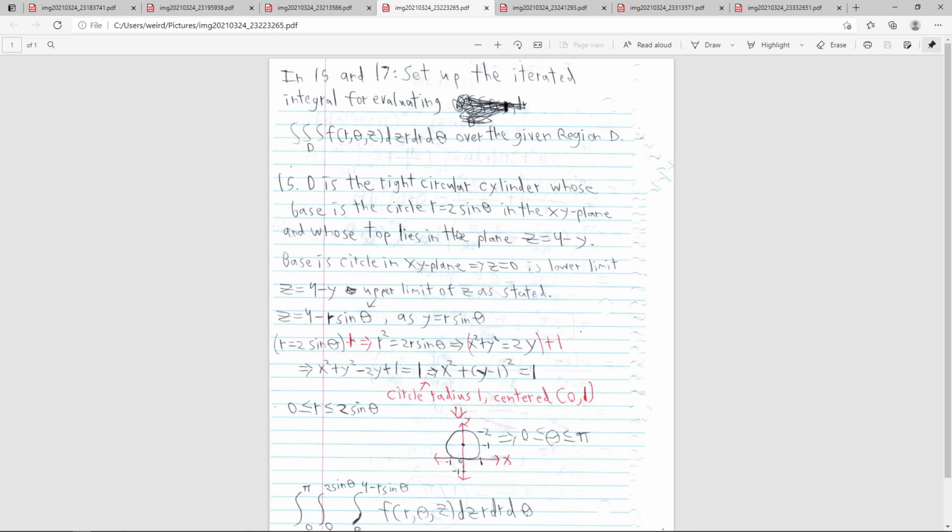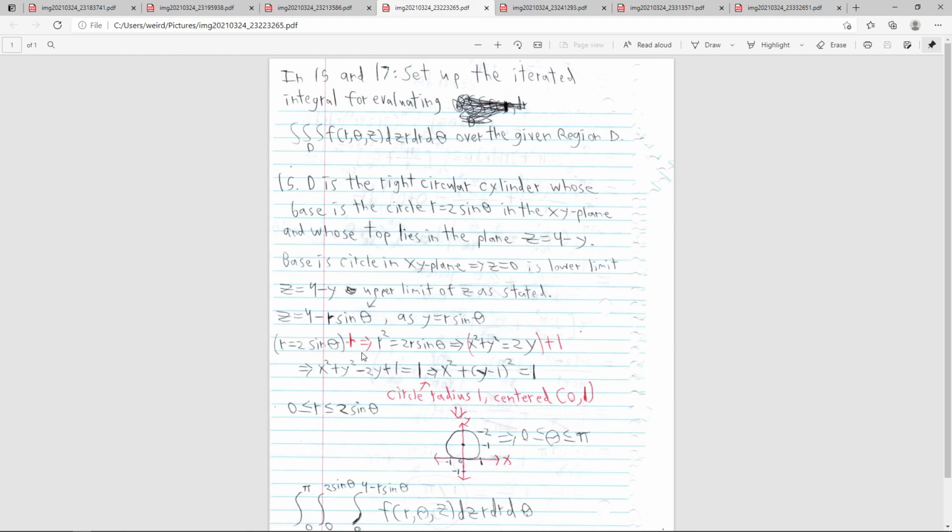That's the first step. So we have r equals 2 sine theta, z equals 4 minus y. So z equals 4 minus y is the upper limit. But we write this as z equals 4 minus r sine theta, because we have y equals r sine theta as the conversion. So we have to write it using the cylindrical coordinates, which is in terms of r, theta, and z.